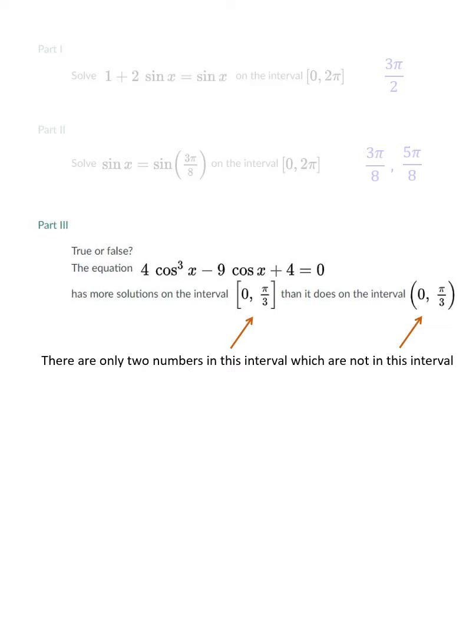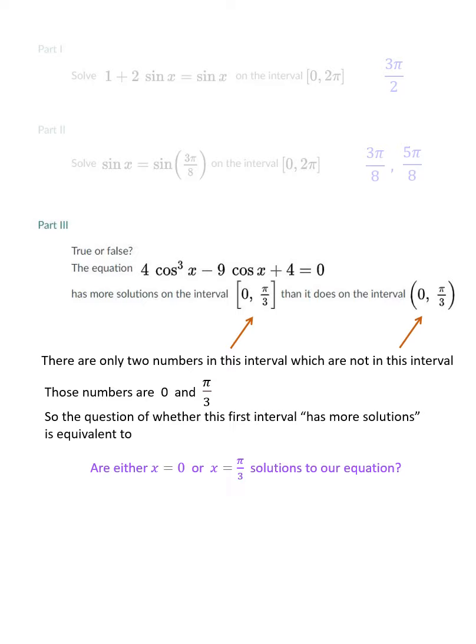But these two intervals contain the same numbers, except for their endpoints. The only numbers contained in the first interval that are not in the second interval are 0 and pi over 3. So the question of whether the first interval has more solutions than the second interval comes down to the question of whether either 0 or pi over 3, the endpoints, are solutions to this problem.